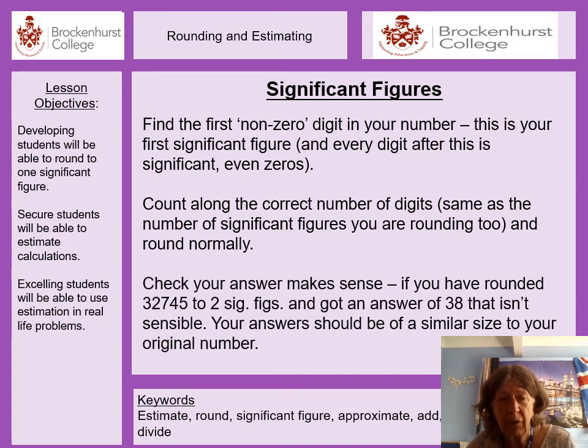Check your answer makes sense. If you have rounded 32,745 to two significant figures and got an answer of 38, that isn't sensible. Your answer should be a similar size to your original number. So you don't count the zeros at the beginning, but any zeros in between or after are counted.